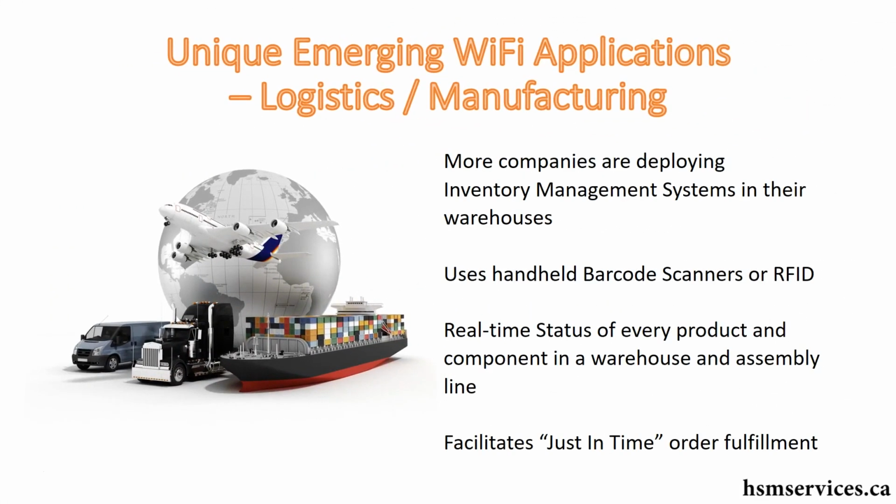And of course, logistics, manufacturing. A lot of companies are using inventory management systems in their warehouses. They're also installing RFID tags on many of their products or crates. And they're using handheld barcode scanners that allow the employees and the warehouse managers to see the status of every product in their warehouse, so they know exactly how much inventory they have, and they can maintain exactly the amount of stock that they need.